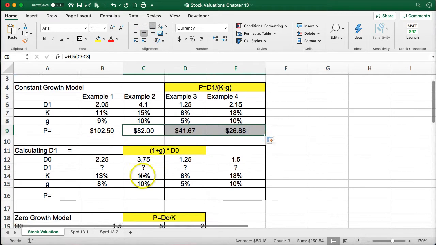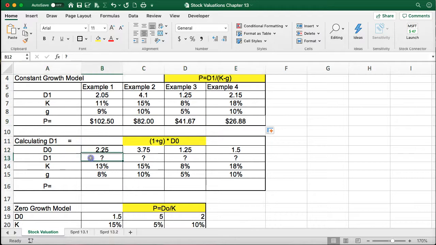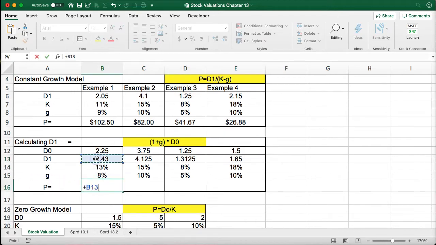Okay, so now what if you're given D0 but you're not given D1? So to calculate D1, D0 is the dividend right now, D1 is next year's dividend. So we're just going to take D0 and multiply by 1 plus the growth rate. So now we've calculated this, basically an 8% raise in the dividend. So now we can calculate P using the original formula up here. We're going to say D1 divided by K minus G, and use my format painter.